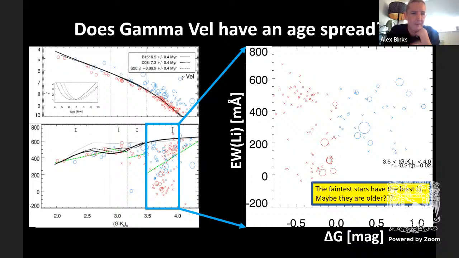You could ask yourself, with all these fully depleted and non-depleted objects in this weird spread here in gamma Vel, is that indicative of an age spread? It turns out that the faintest stars within this box, where there's the largest lithium spread, tend to have the least amount of lithium. So there's clues that there might be an age spread there.